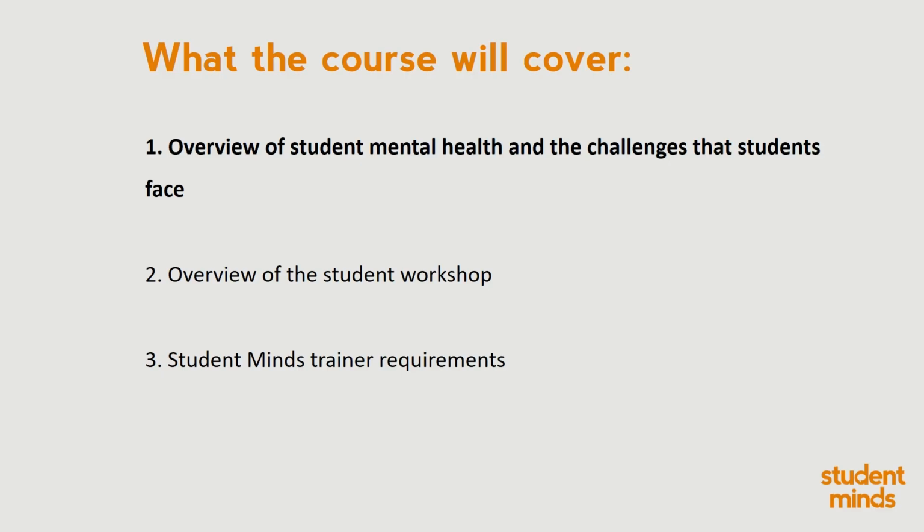So the course will cover the following things. Module 1 is an overview of student mental health and the challenges that students face within higher education. Module 2 is an overview of the student workshop. And Module 3 is a live workshop which takes you through the Student Minds trainer requirements.